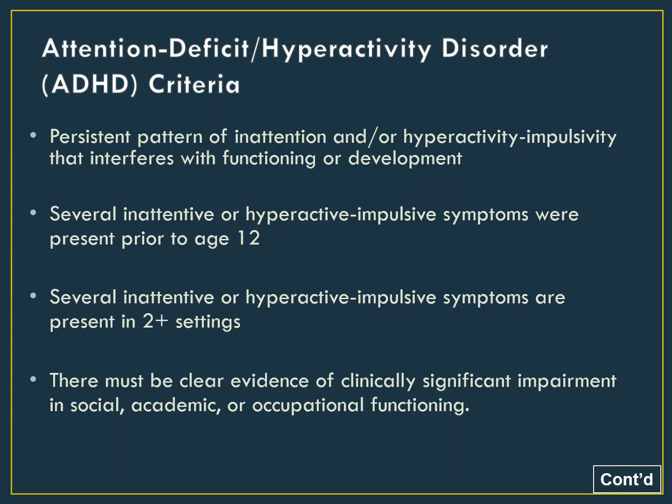Finally, the person must be experiencing significant social, academic, or occupational impairment. Specifically, academic and occupational impairment is likely to occur if the kid can't pay attention in school or at work. And social impairment may occur if the person demonstrates a lot of hyperactive and impulsive symptoms, which may irritate others.